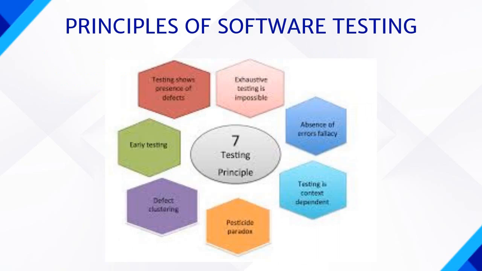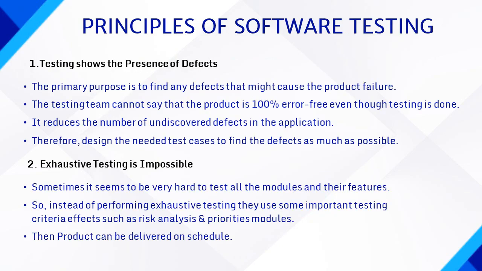Now, next topic is principles of software testing. There are a total of 7 testing principles. Let's discuss each principle in detail. Now let's move to the principles of software testing. The first principle is testing shows the presence of defects. The main goal of testing is to find problems or errors that could cause the software to fail.